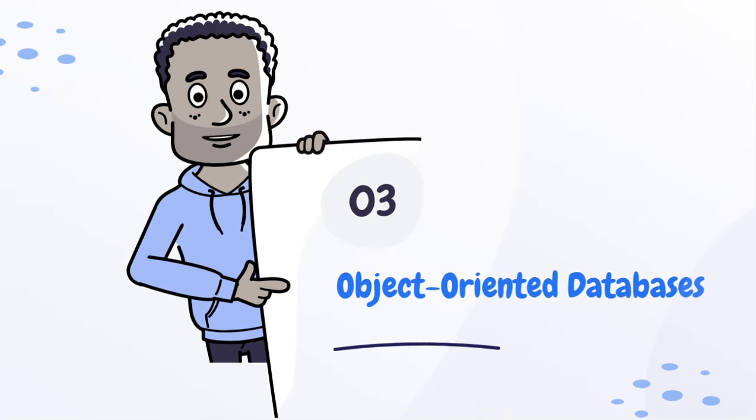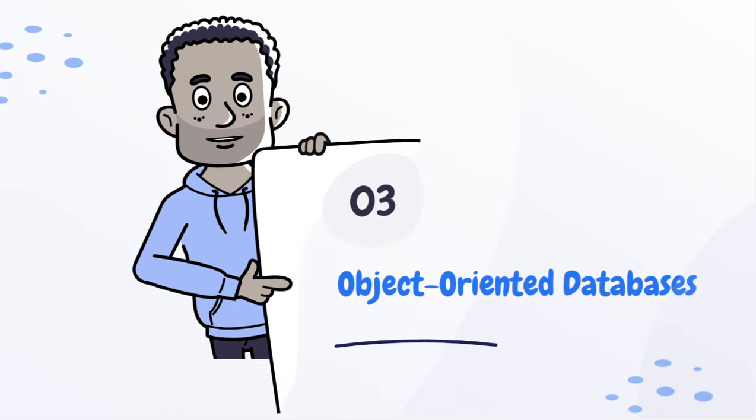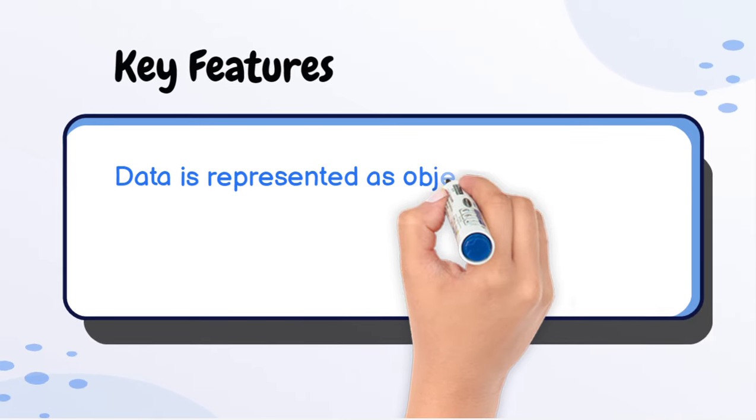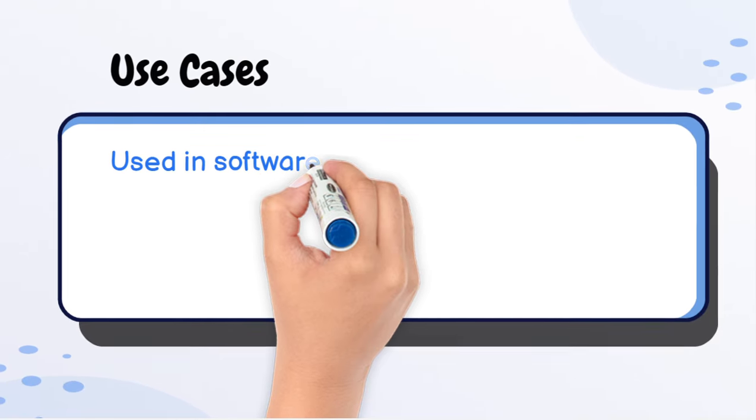Object-oriented databases manage complex data relationships. Key features: data is represented as objects. Use cases: used in software development.